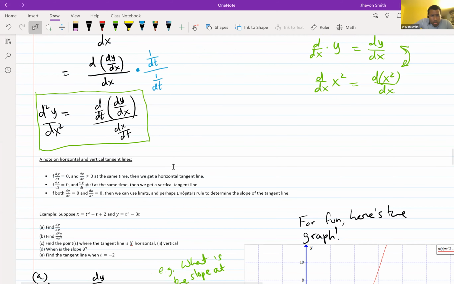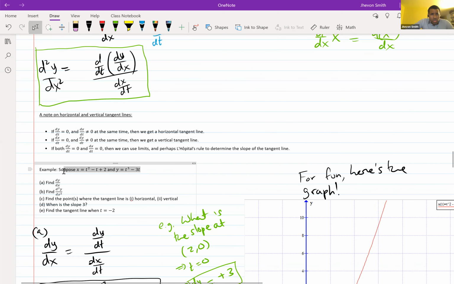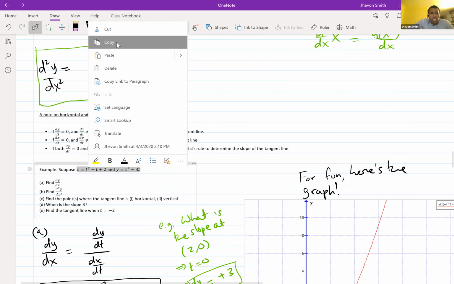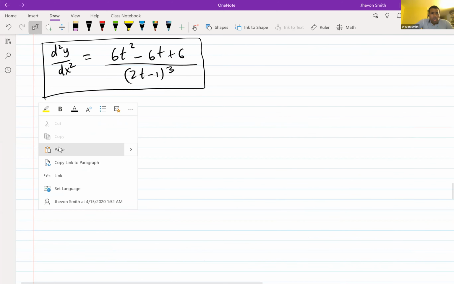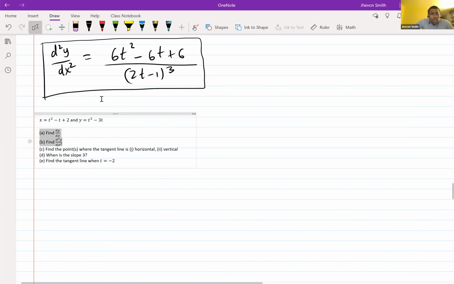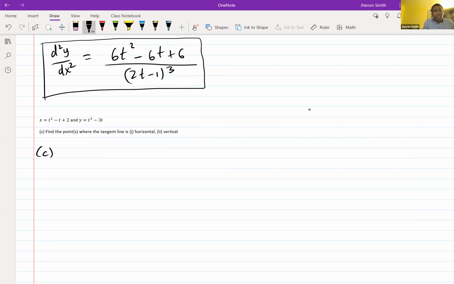Let's move on to the next problem. Find where the tangent line is horizontal and vertical. So let's copy this. Let's copy this one. Is that part C? Now remember, for horizontal tangent line, let's do the horizontal first. C part 1.